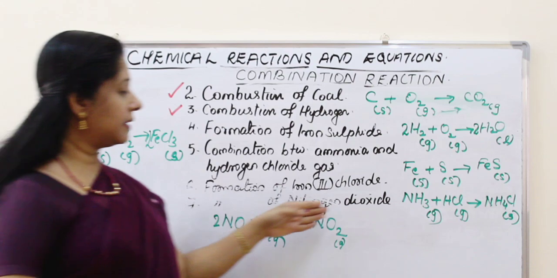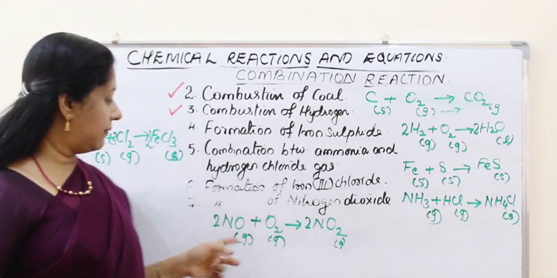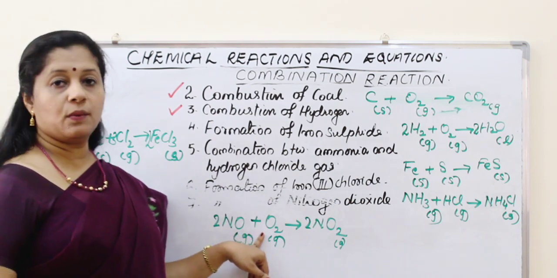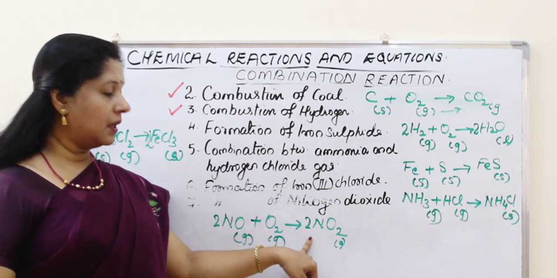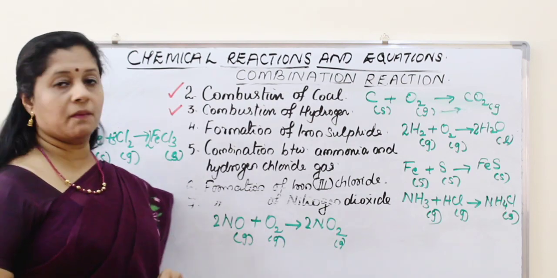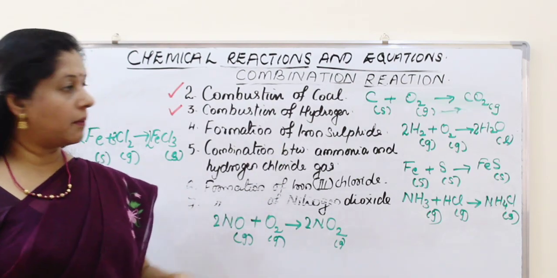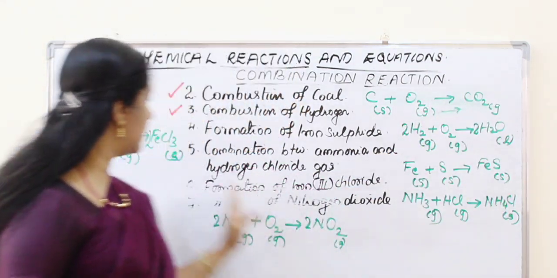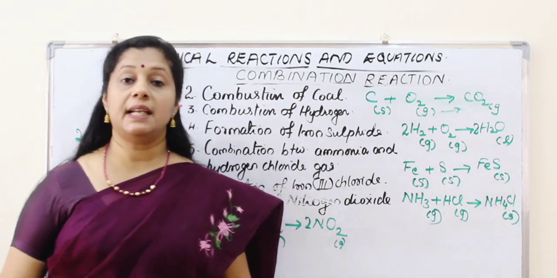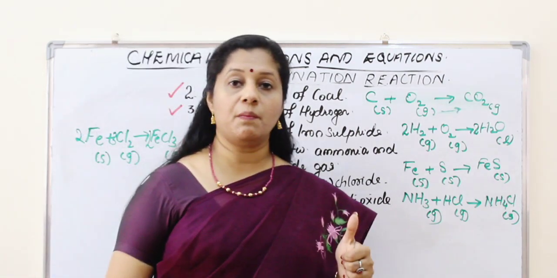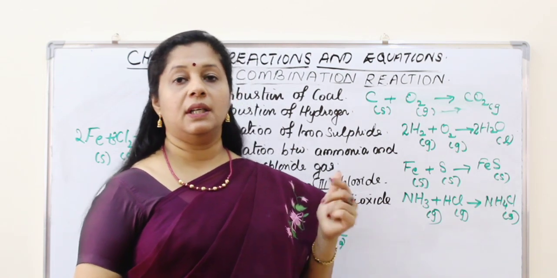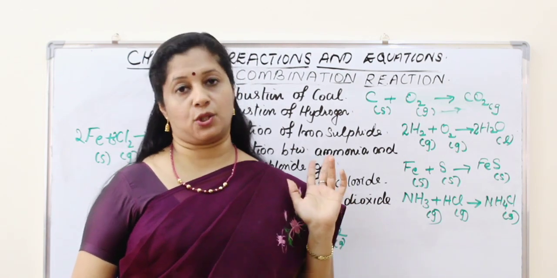Then the last is nitrogen dioxide formation. First we take nitric oxide, which is NO. Heating it with oxygen, what will we get? NO2, which is a gaseous form. So all are gaseous forms. What is common in all these equations? On the right hand side you will see only a single product. So we can call these combination reactions. Basically you remember three equations. CaO plus H2O gives Ca(OH)2. Second, C plus O2 gives CO2. Third, 2H2 plus O2 gives 2H2O.